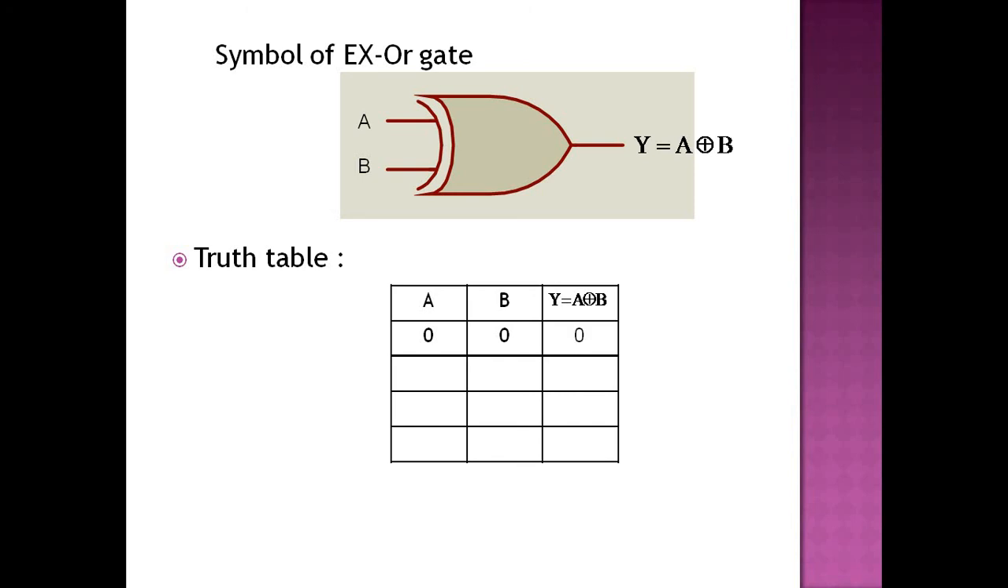Now we apply A equal to 0, B equal to 1. Here an odd number of ones is present, so the output is 1. Again A equal to 1, B equal to 0 indicates an odd number of ones, and so the output y is 1. Again we apply A equal to 1, B equal to 1. So the number of ones is 2. It is an even number, so its output is 0. So this is the truth table of the exclusive OR gate.